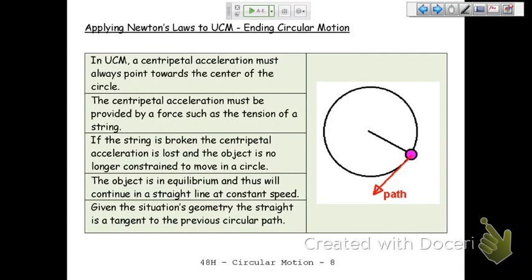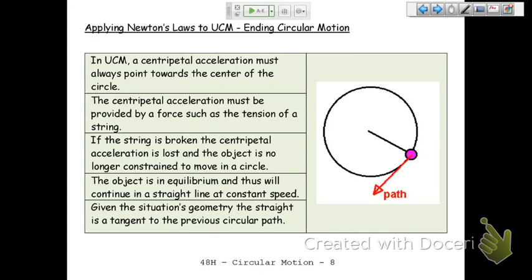Centripetal acceleration must be provided by a force such as the tension in the string, or the gravitational pull on the moon, or the electrostatic force between the electrons and the protons. There has to be some physical thing that causes that force. The object is in equilibrium and thus will continue in a straight line.